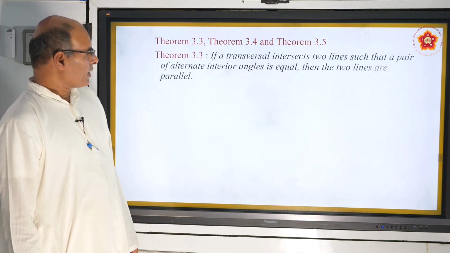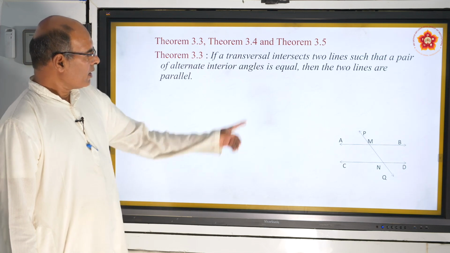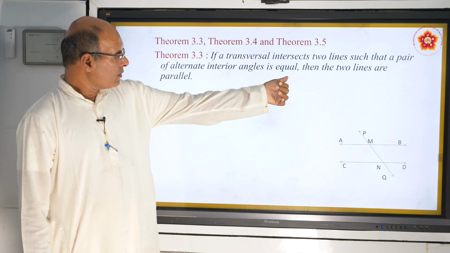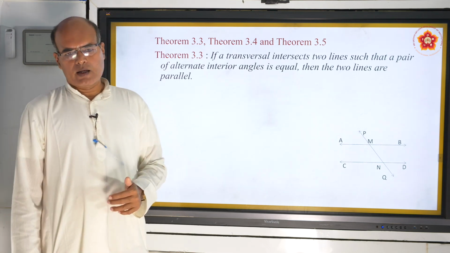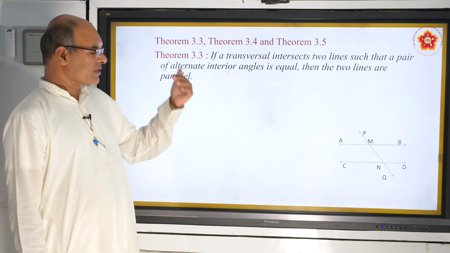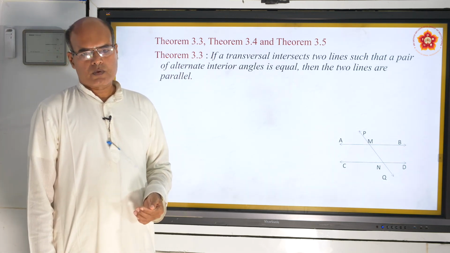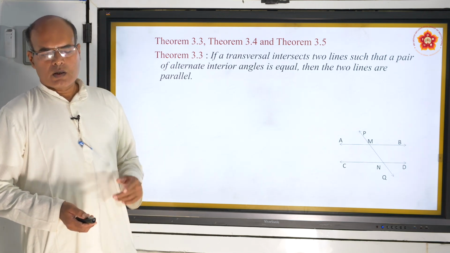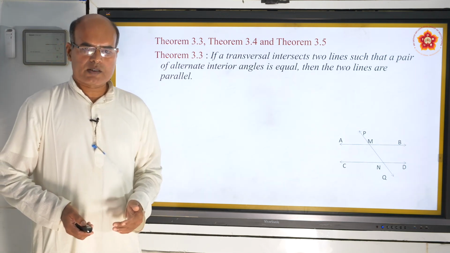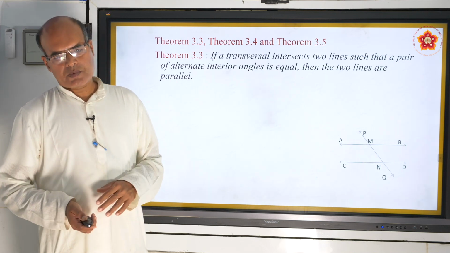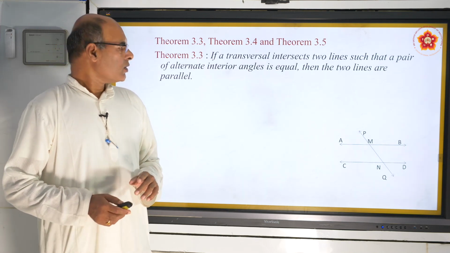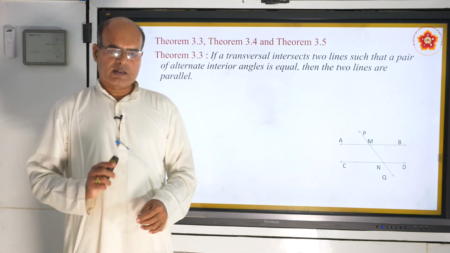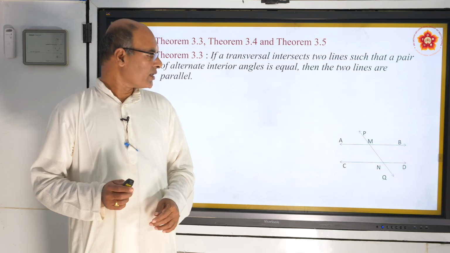look at here. If a transversal intersects two lines such that a pair of alternate interior angles is equal, then the two lines are parallel. So this is the converse of theorem 3.2. So regarding corresponding angles, we have two statements. They are considered as axioms. So regarding alternate angles, we have two statements. They are considered as theorem 3.2 and theorem 3.3.